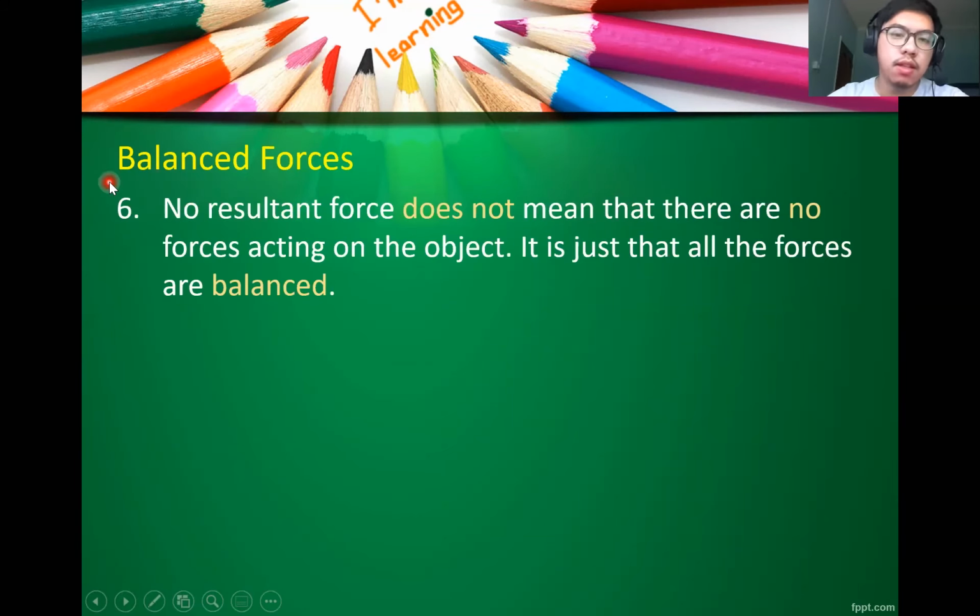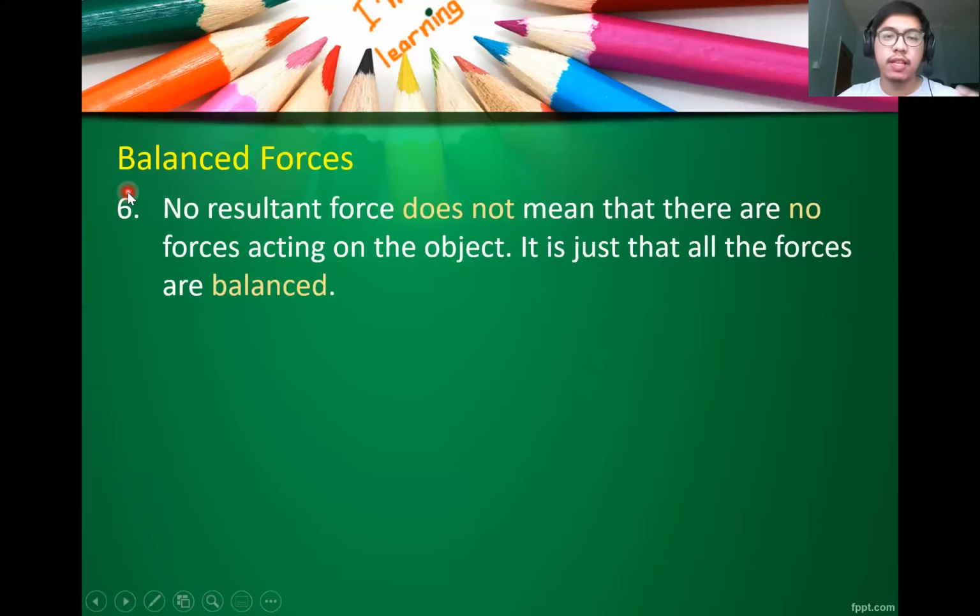Number 6, no resultant force does not mean that there are no forces acting on the object. It's just that all the forces are balanced. So if you see an object that is not moving at all, that does not mean it doesn't have any forces acting on it. In fact, there are forces acting on the object. It's just all these forces are balanced. They cancel out each other. The forces up are cancelled by the forces downwards. The forces to the left are all cancelled by the forces to the right.